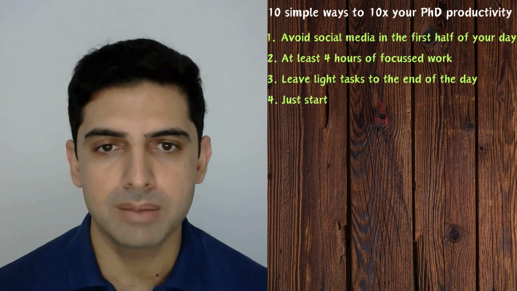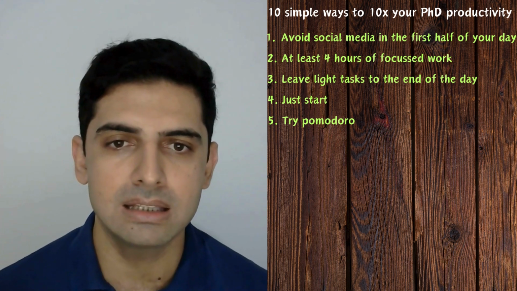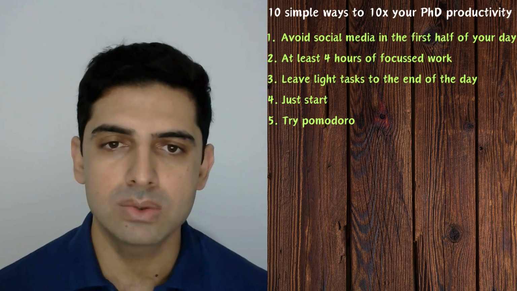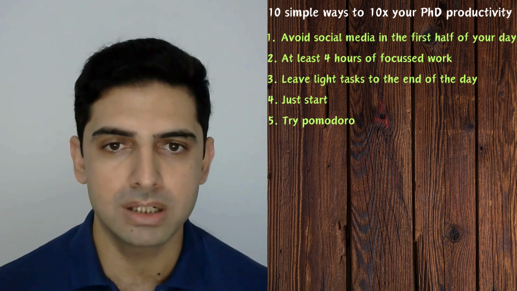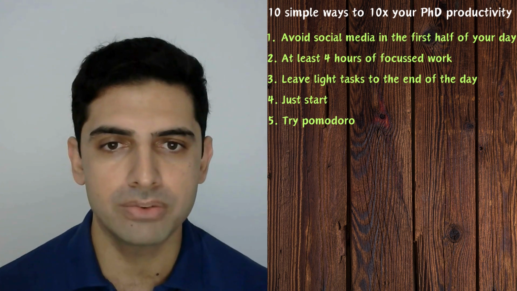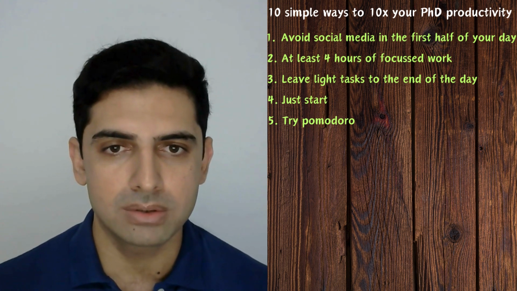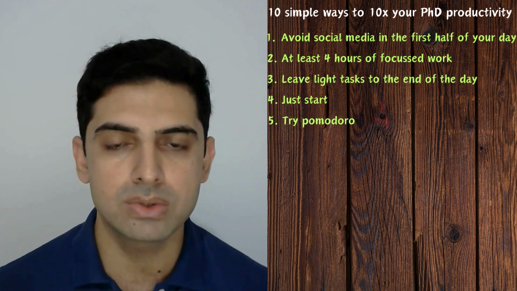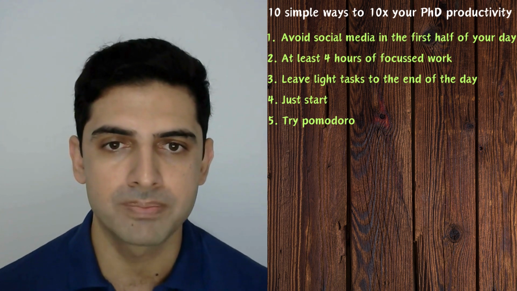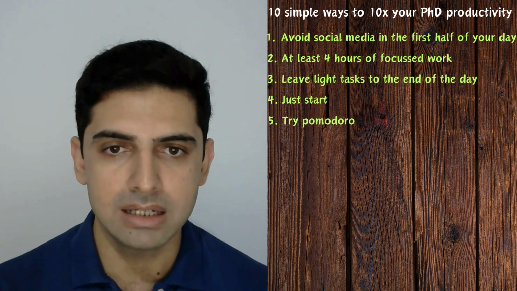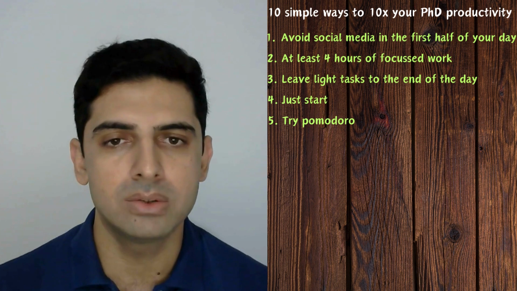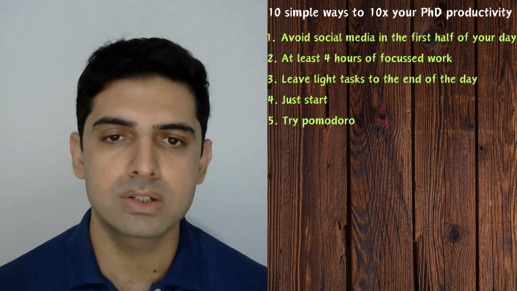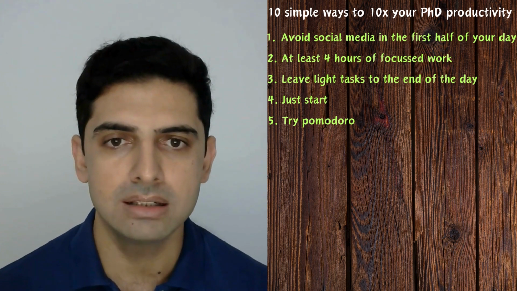Number 5, try Pomodoro. Now, Pomodoro is a technique that is very common among PhD students. What happens in this technique is that you set a timer for a particular period of time, like for example, 25 minutes, where you focus on a piece of work and you turn off all kinds of notifications, or in other words, you get away from all kinds of distractions. And then once the timer hits, you take a 5 minute break and then you come back to that focused piece of work. I have seen PhD students who try this kind of technique and it really helps at times.